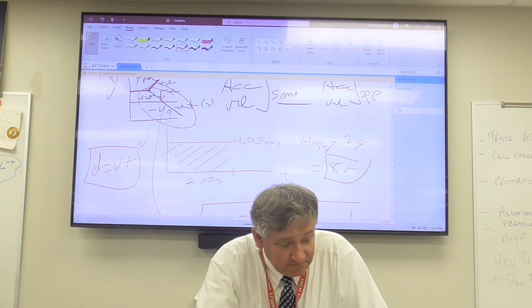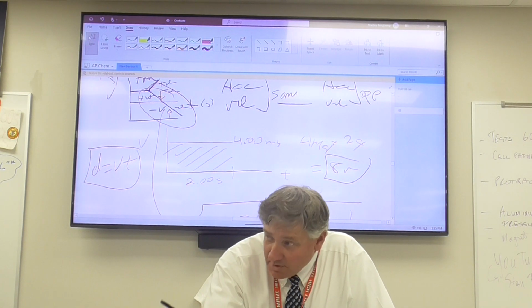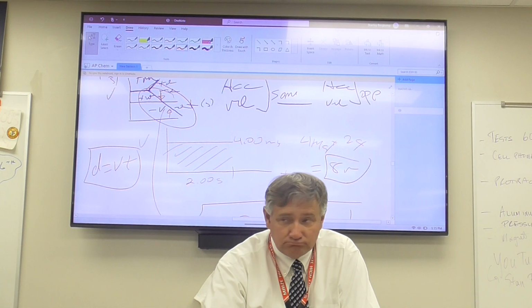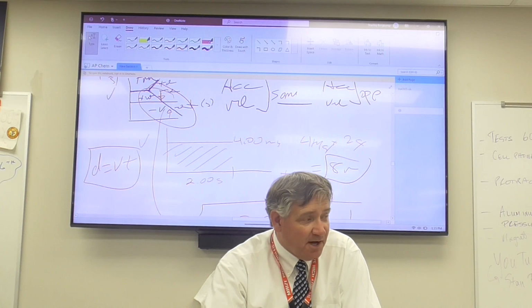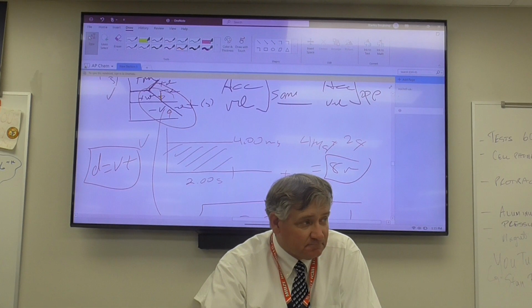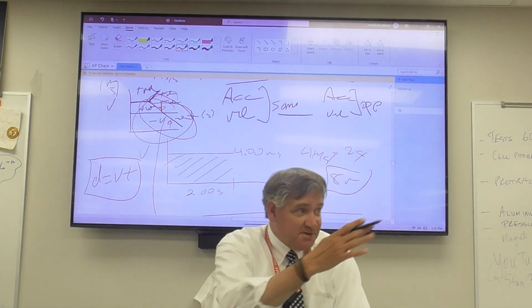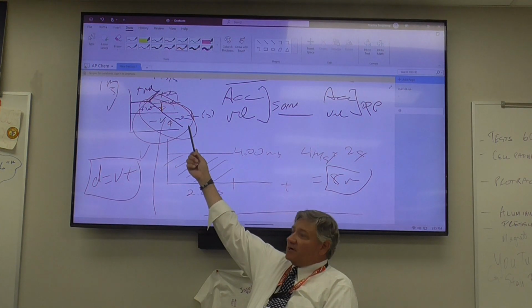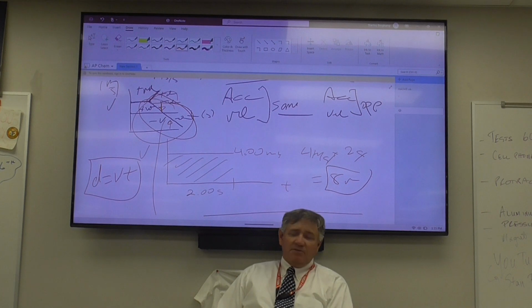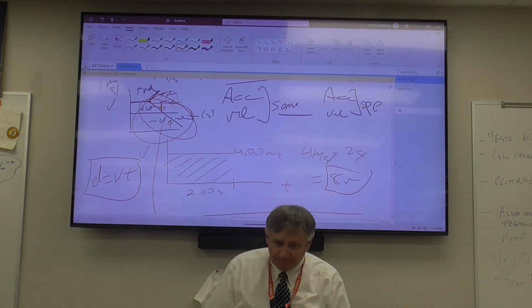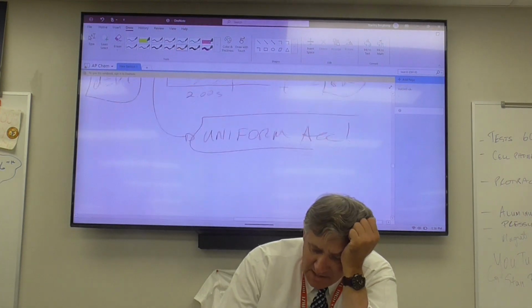True or false? You can change direction with uniform acceleration. Tyler, you shake your head yes. Why? Because if you have, like, let's say positive velocity and negative acceleration, then you will slow down, stop, and then turn around. Accelerate. And that's beautiful. There's a spot-on explanation. And that's exactly what's happening here. I am changing direction with uniform acceleration. The velocity is slowing down at a certain rate, and then it's going to speed up at a certain rate. Cool. Now, let's talk position time graphs.